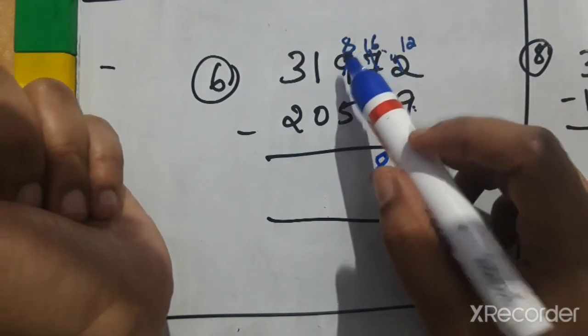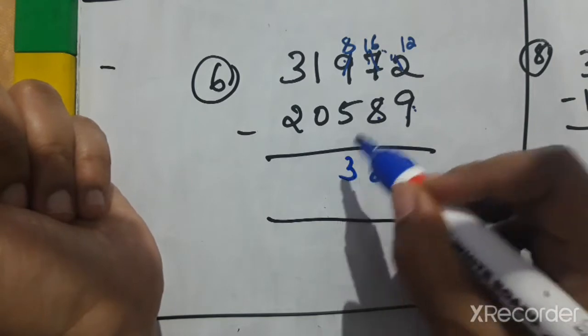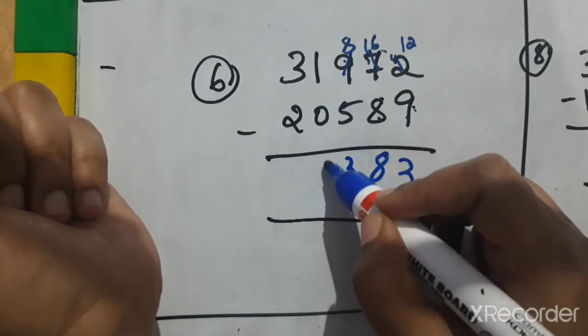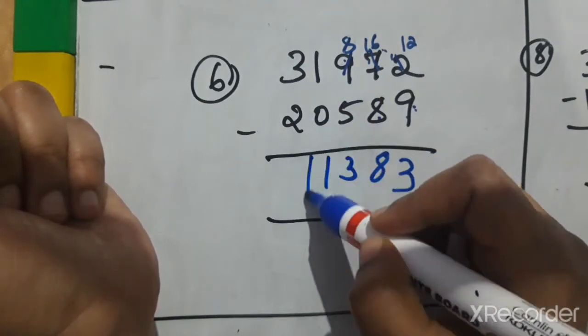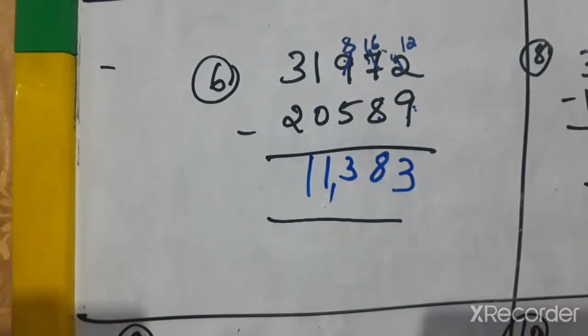Then now here 8. 8 minus 5 is 3. 1 minus 0 is 1. 3 minus 2 is 1. Total is 11,383.